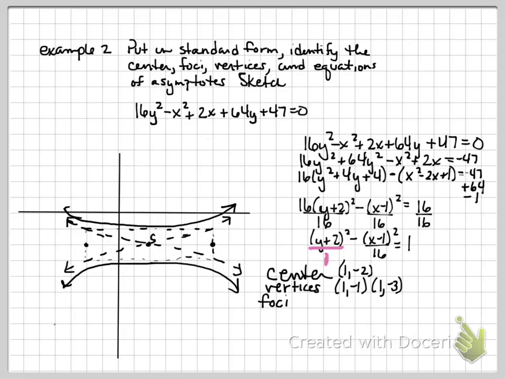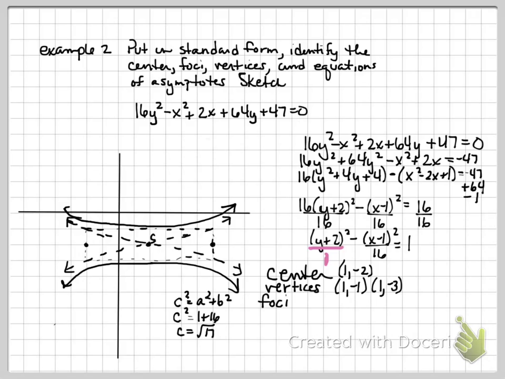The foci is our c distance above and below our center. Well, if I know c squared is equal to a squared plus b squared, that gives me c squared is equal to 1 plus 16. So c is equal to the square root of 17. Can't simplify it, leave it alone. Now you're probably thinking, well, how do I do the square root of 17?